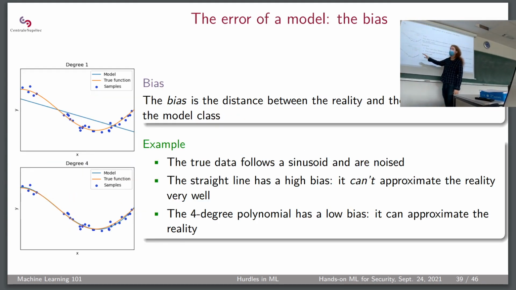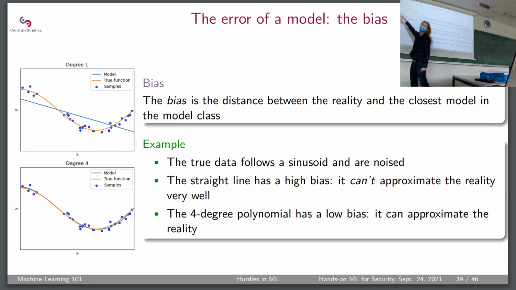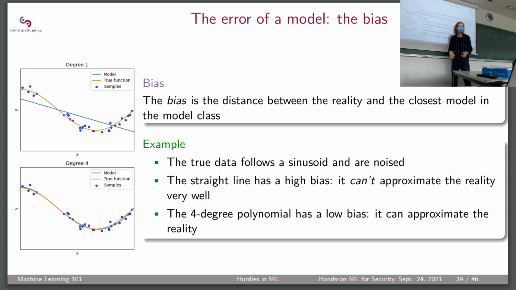So we do here just some regression because it's very simple to output. We have some true data. It's a sinusoid. It's in orange here. We will get some data points in blue. You can see there is some noise. It's not really on the curve, but a bit around it. And the bias is the distance between the reality and the closest model in the model class. For example, with a straight line, you can't approximate a sinusoid. It's not that we didn't find the good one. We know it's impossible. It's just a straight line. So this model class, the model class of the straight lines, has high bias because it just can't express the reality. It's just not possible.